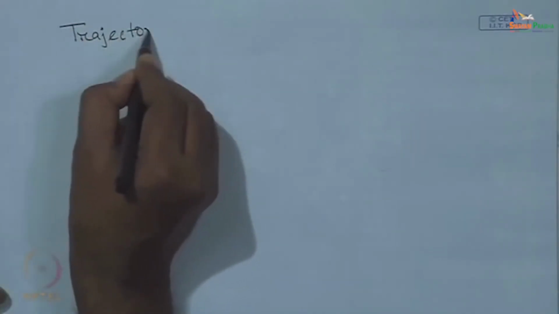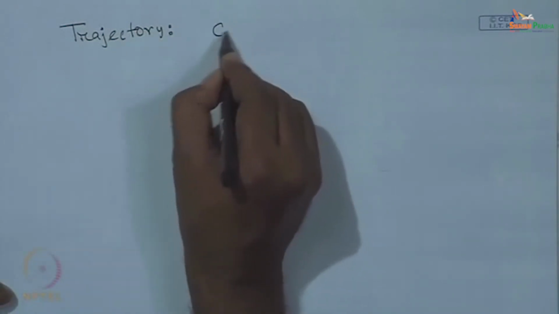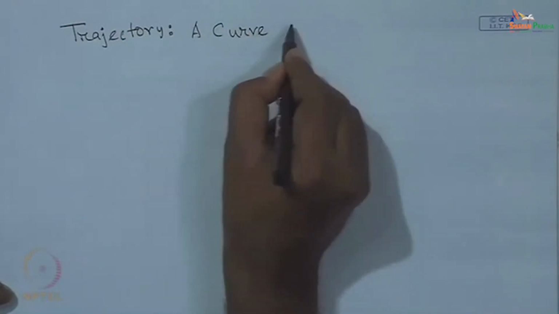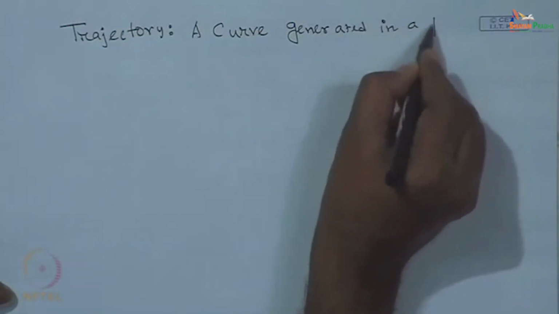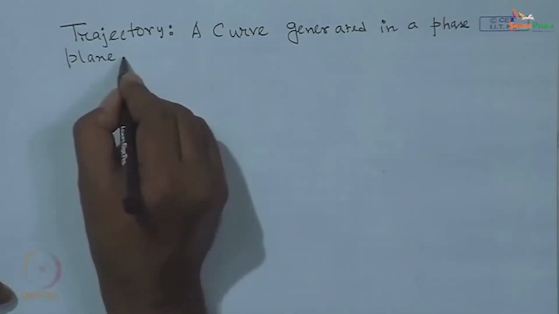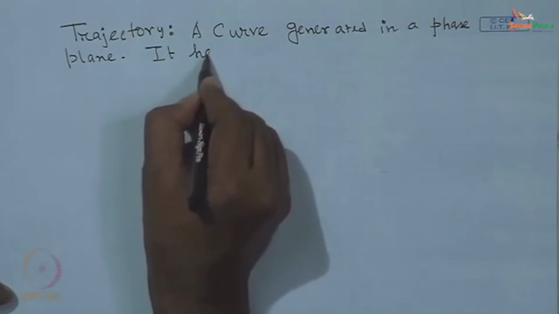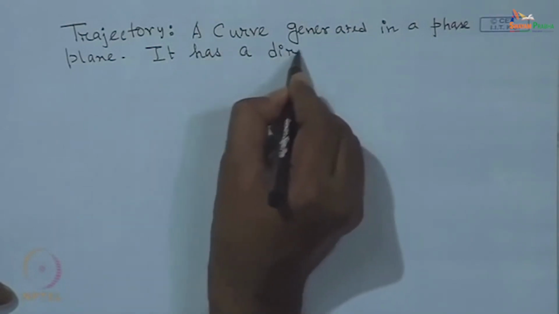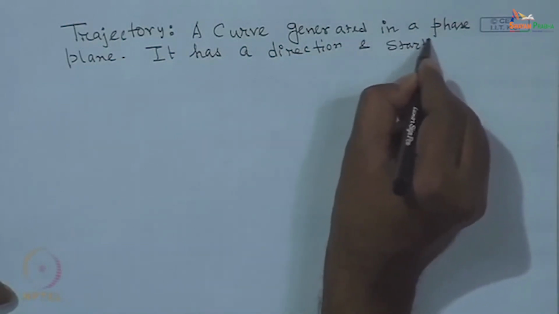Next, we will look into some of the definitions. The first one is called a trajectory. A trajectory is a curve generated in a phase plane. It has a direction, and the starting point is the initial value.